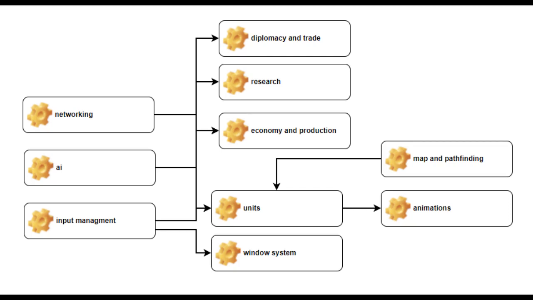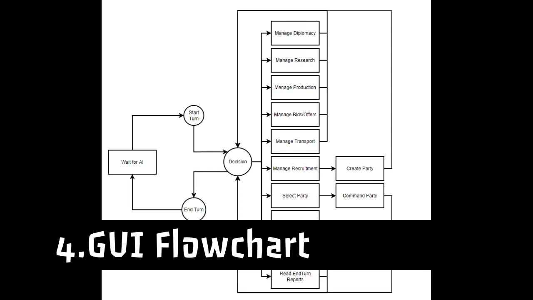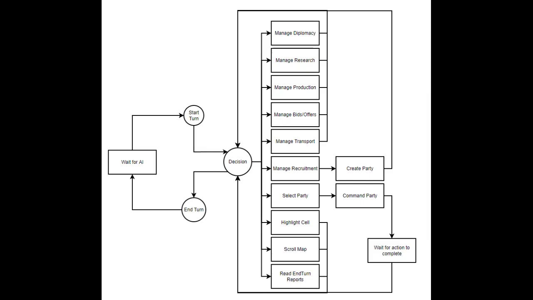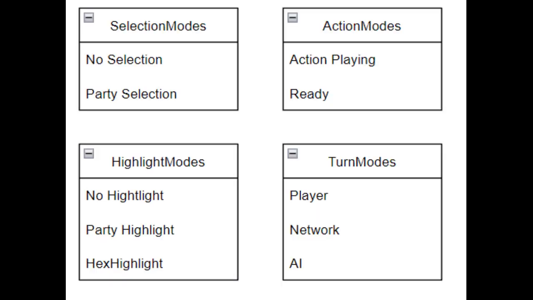The next step was about the player's options. At every moment of the game, the players are in a predetermined state. They are either ready to give commands, or watch their commands being realized, or wait for the AI to move. So I made a flowchart of how these states are connected. Based on this, I decided on 4 modes of the game. These will indicate whether a unit is selected or a cell is highlighted, whether an action is currently being executed, or whose turn it is. And depending on these, the game will determine which behaviors are going to be allowed.